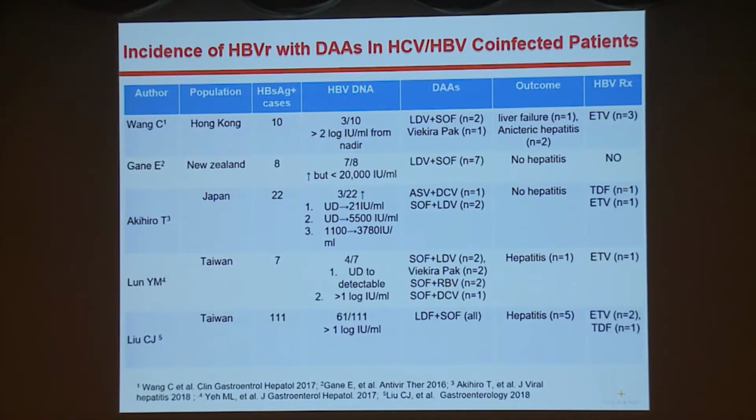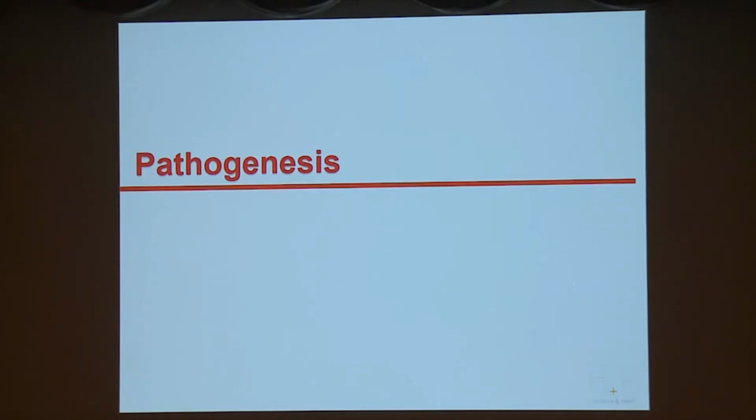How about the incidence of hepatitis due to HBV reactivation with DAAs in co-infected patients? I tried to summarize the data available, published in the literature. In our group, 3 out of 10 of these surface antigen positive patients suffered from reactivation. 1 had liver failure and 2 had hepatitis. All of the patients resolved. There are other reports from other parts of the world, New Zealand, Japan, and Taiwan, which show a different incidence. But it is very difficult to compare because of the definitions used for hepatitis viral reactivation. What is the pathogenesis?